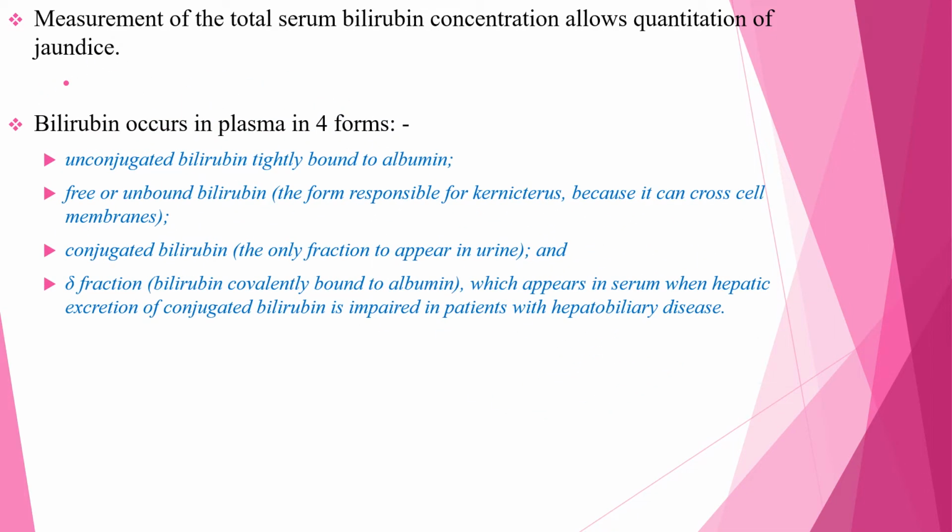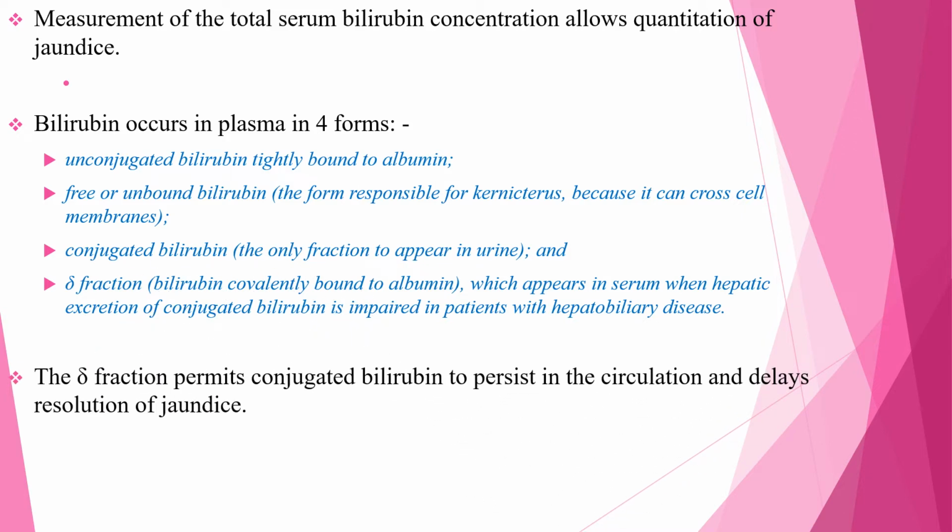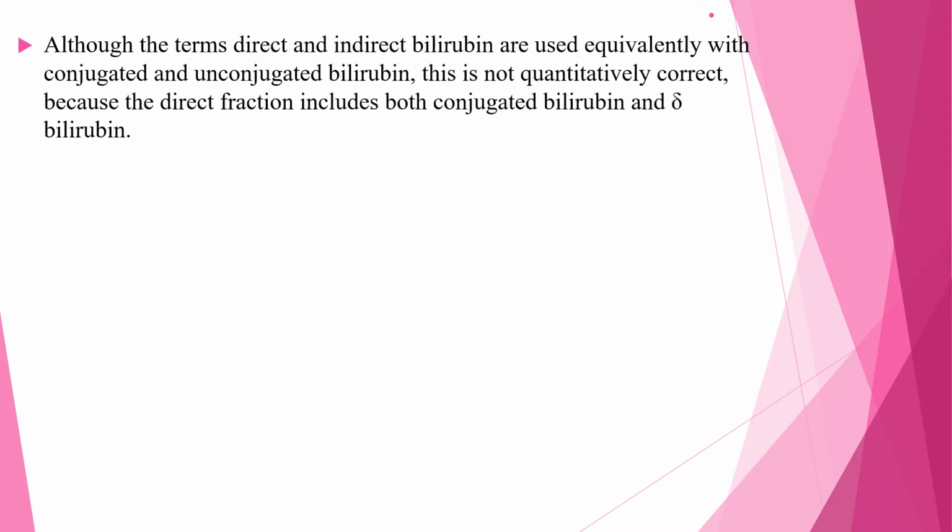Measurements of the total serum bilirubin concentration allow quantitation of jaundice, and bilirubin occurs in plasma in four forms: unconjugated bilirubin, free or unbound bilirubin, conjugated bilirubin, and delta bilirubin. The delta fraction permits conjugated bilirubin to persist in the circulation and delays resolution of jaundice. Although the terms direct and indirect bilirubin are used equivalently with conjugated and unconjugated bilirubin, this is not quantitatively correct, because the direct fraction includes both the conjugated bilirubin and the delta bilirubin.